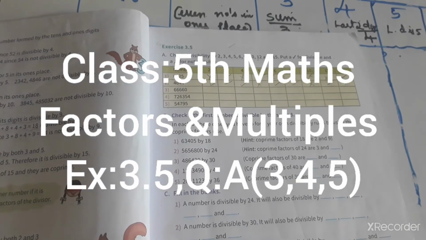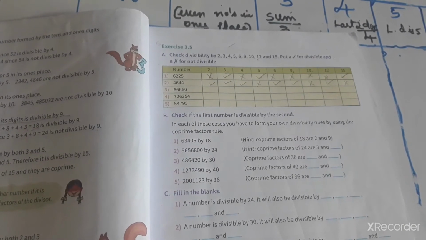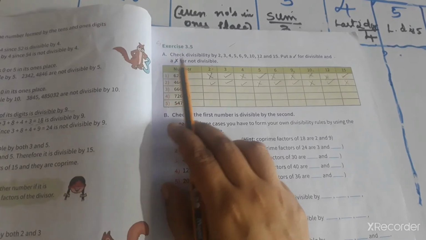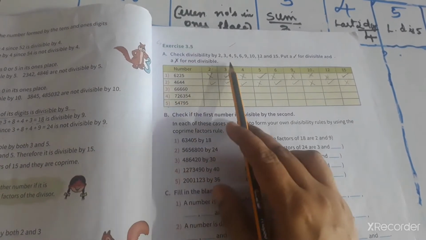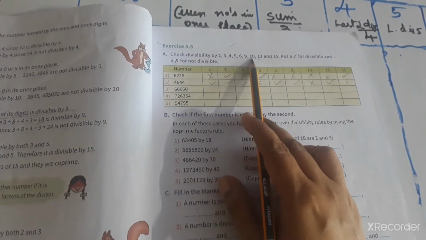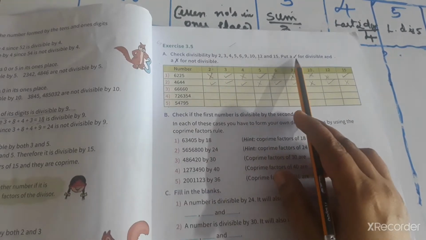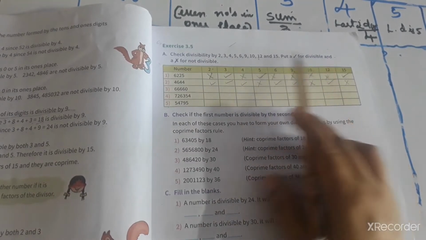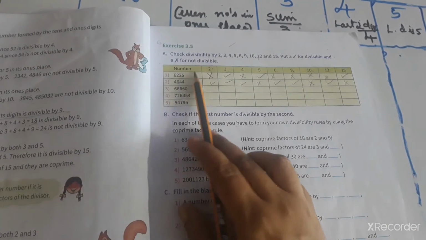Hello children, this is 5th standard maths. Chapter name is Factors and Multiples. In exercise 3.5, check divisibility by 2, 3, 4, 5, 6, 9, 10, 12 and 15. Put a right mark for divisible and a cross mark for not divisible. The first and second questions are over.